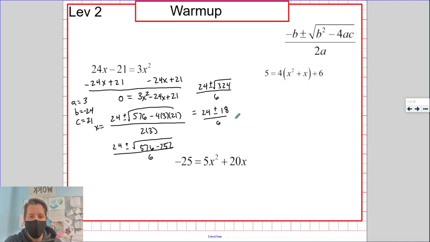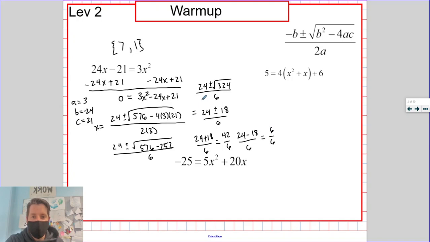So we have 24 plus or minus 18 over 6. We're going to simplify that down by using the plus or minus. That is going to give us 42 over 6 when we add them together, and 6 over 6 when we subtract, which gives us final answers of 7 and 1.